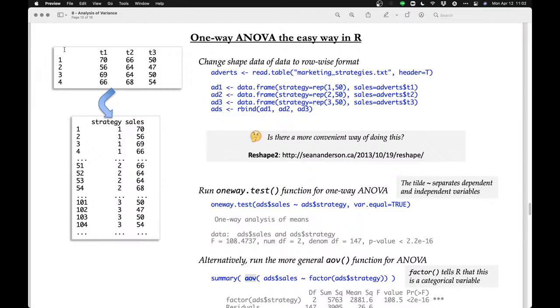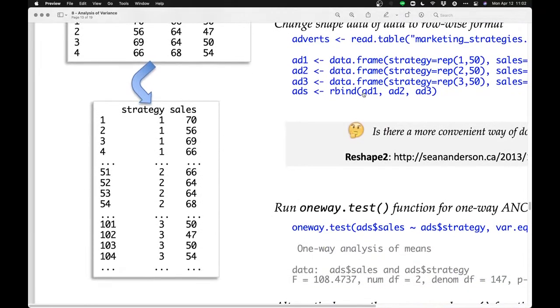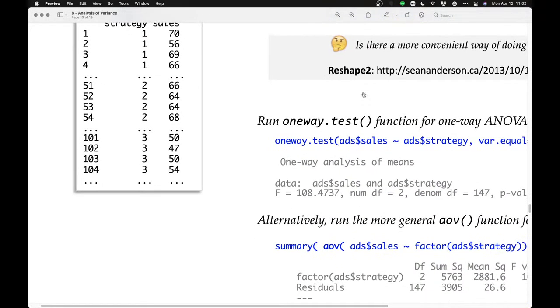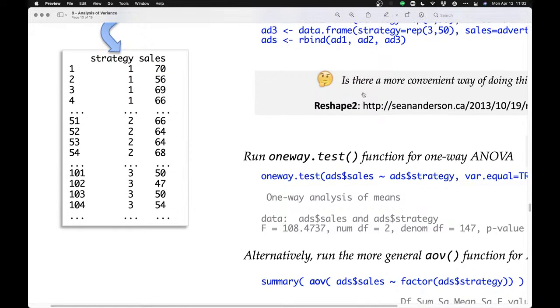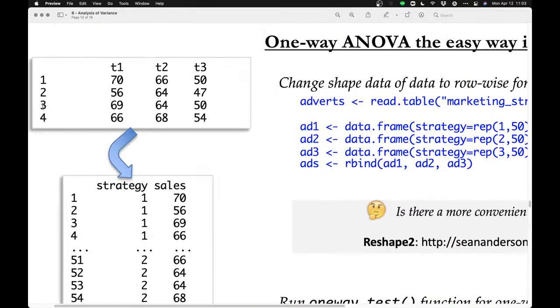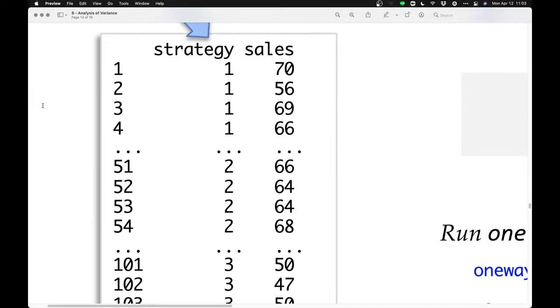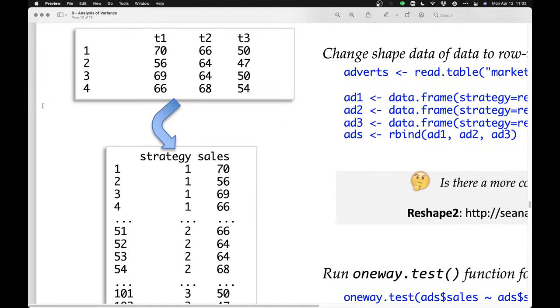First of all, remember that our data looks something like this with 50 rows, but I've only shown 4 here, right? We have 50 rows, but I've only shown 4, and 3 columns. Here's a problem. These functions, one-way test and AOV, are expecting your data to look not like this, but rather like this. What's the difference between these two types of data?